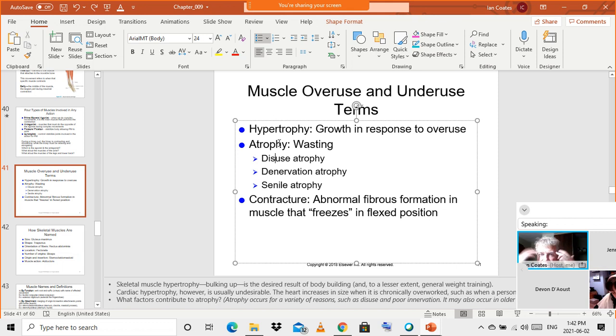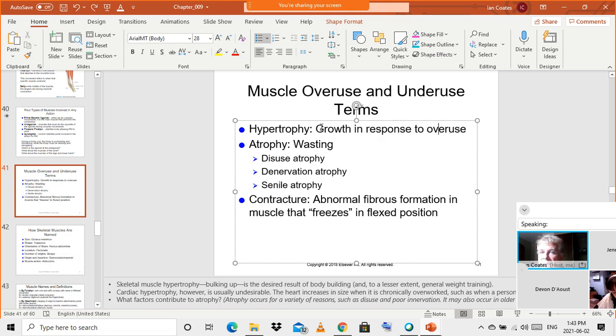The body's thinking, why am I putting all this ATP into this bicep when this person's not even using it? So let's make the bicep smaller. That's called atrophy. It's wasting away the muscle, where the body degrades the muscle because it's not being used. There's hypertrophy, which is the opposite.